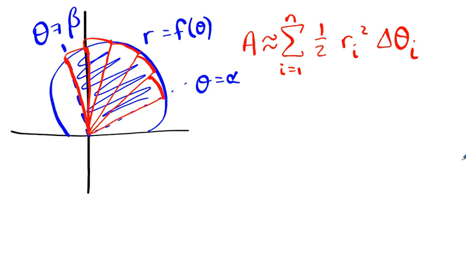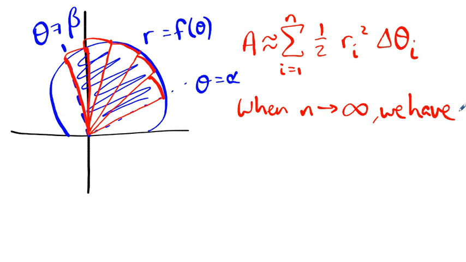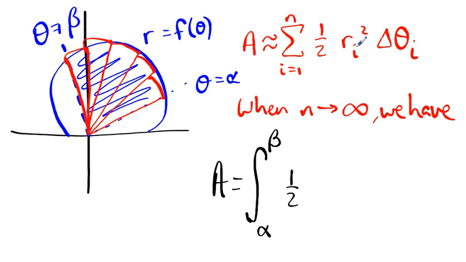Well, if you had me for Calc 1, then you know what happens here. We make the sectors smaller and smaller and smaller. There are more and more and more of them. It fills the space. And when the number of sectors goes to infinity, what do we have? We have that area is an integral. You know that Riemann sums become integrals from this angle to that angle. 1/2 is still 1/2, radius squared is still radius squared, and delta theta becomes d theta.